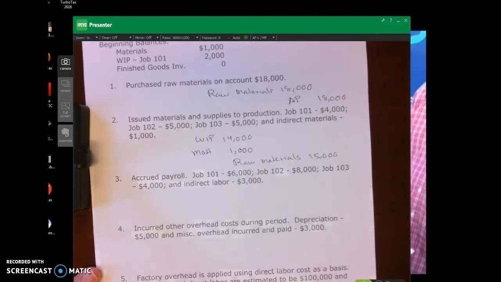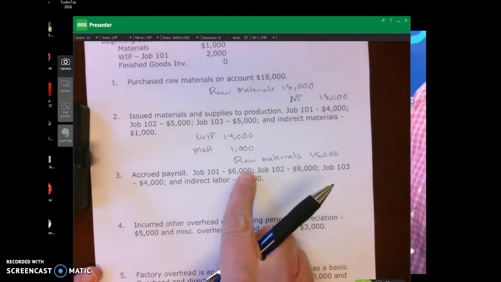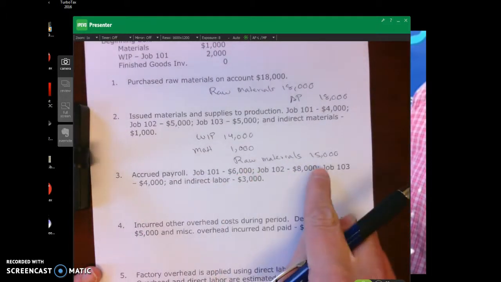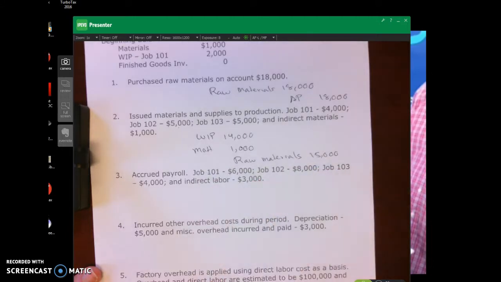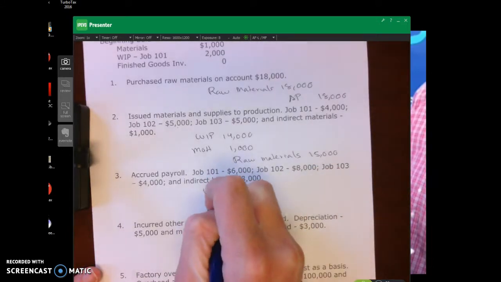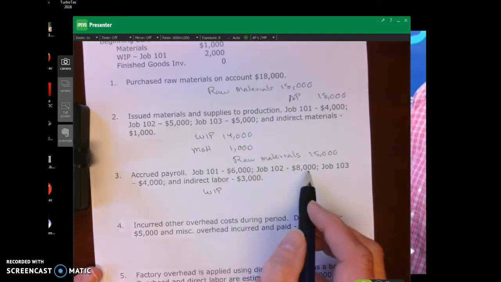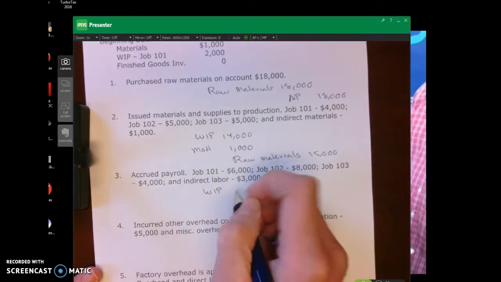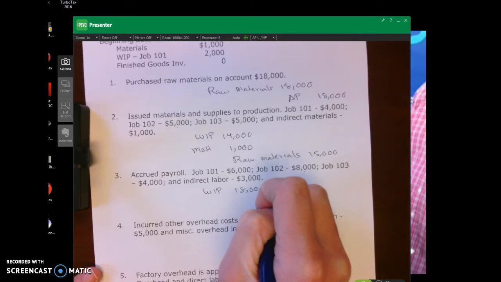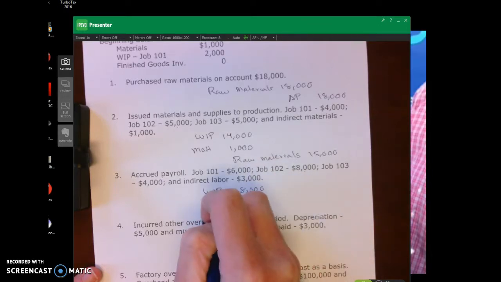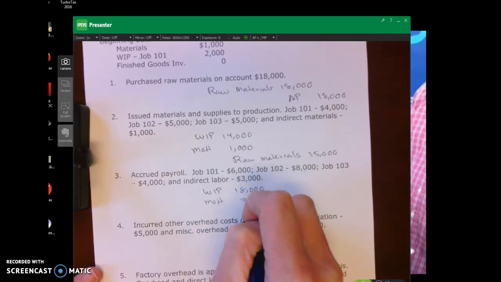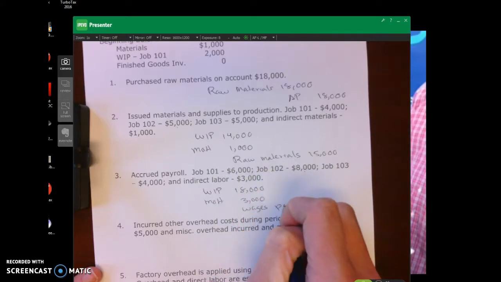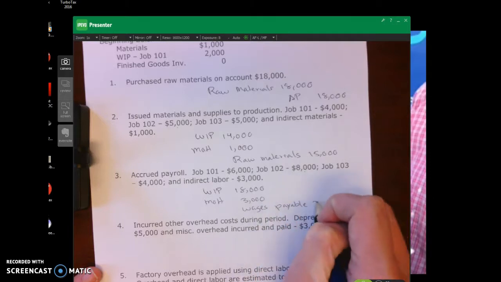We look over here, accrued payroll. This is direct labor, and this is indirect labor. So the direct labor goes into WIP. I add the 6 plus the 8, it gives me 14. So I have my $18,000, and then I'm going to debit manufacturing overhead for $3,000, and then I will credit wages payable for $21,000.